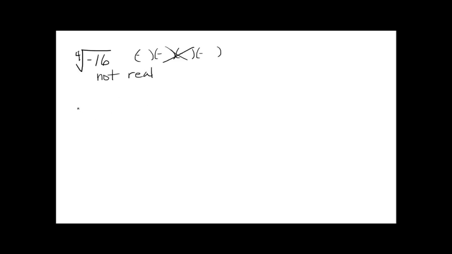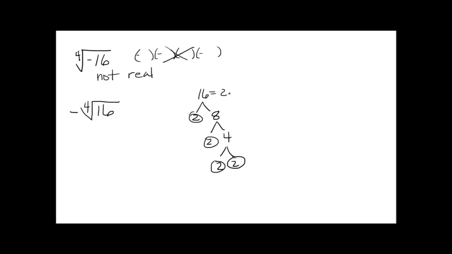On the other hand, if you had -4th root of 16, this is a different story altogether. The -4th root of 16, well, what can you multiply times itself 4 times to give you 16? Hopefully you said 2, but let's say that you were not sure. So you could just factor it out. 2 times 8 is 16. 2 times 4 is 8. 2 times 2 is 4. So we have how many factors here of 2? We have 16 equals 2 to the 4th power.